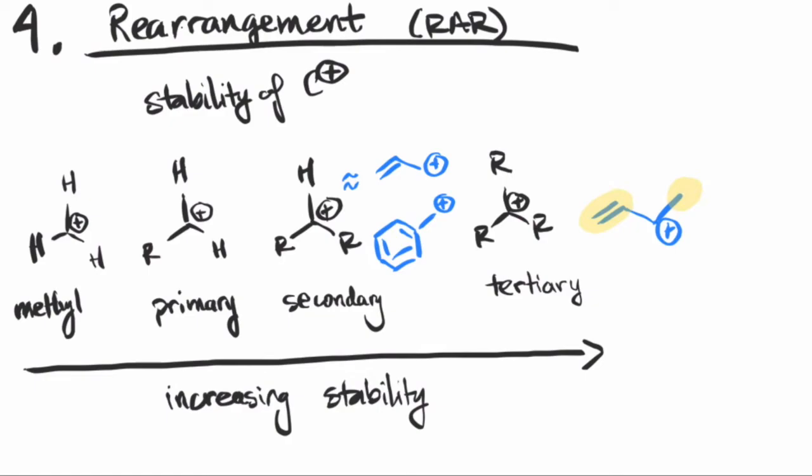Okay, but why do we need to know about the stability of carbocation? So it turns out in this pattern of arrow pushing, a hydrogen or a methyl will shift in order to create a more stable carbocation.